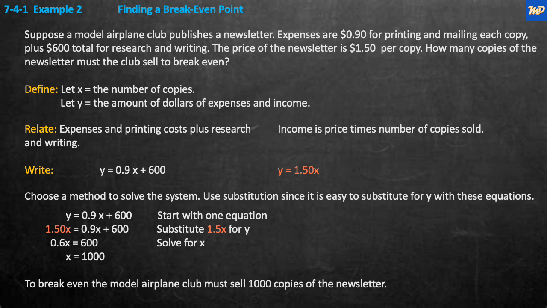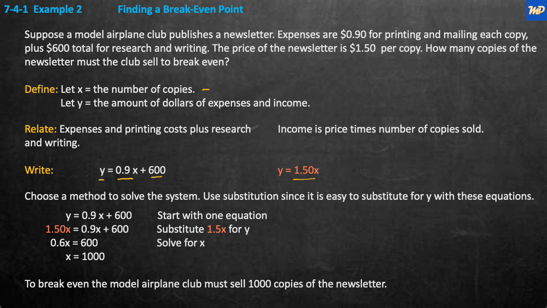And to do that, we're going to say Y, there's that money again. The money in expenses is going to be 0.9 or 90 cents per copy plus the initial $600. And then for income, it's the $1.50 times the number of copies sold. And the number of copies sold is right here, X. So it's $1.50 right there, X. Y is $1.50 per X for the income piece of Y.